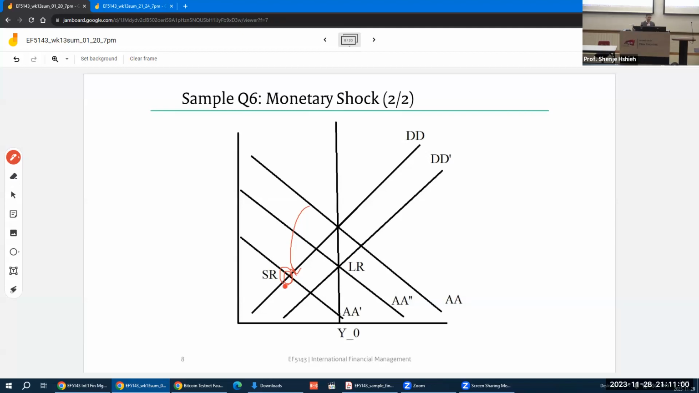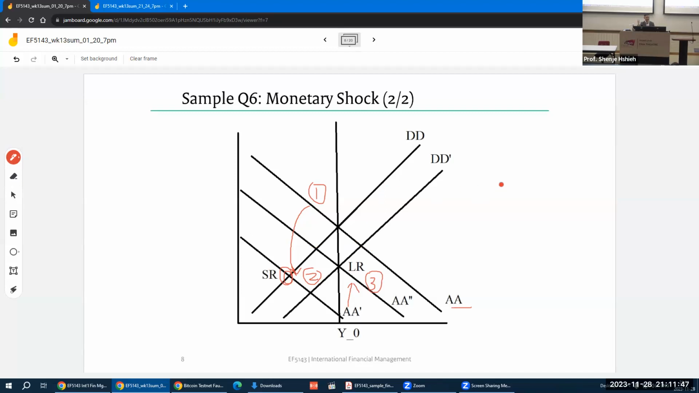Now, long run analysis, we have that additional thing to think about. We have price flexibility. So the AA schedule is going to move back because under flexible prices, your monetary policy, real money supply curve didn't change. Interest rates didn't change. What has changed is expectations. And therefore, AA schedule still remains slightly below the previous initial curve. So you go from here, that's number one, to here, and then you go back to here.